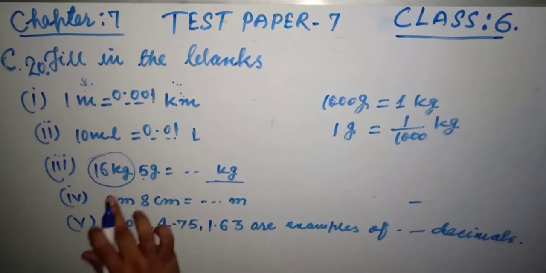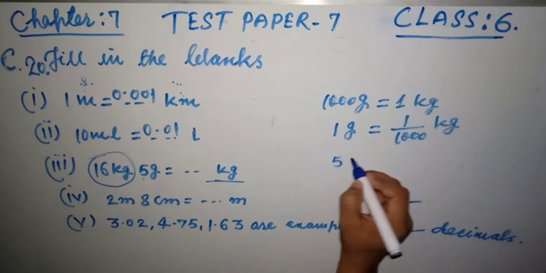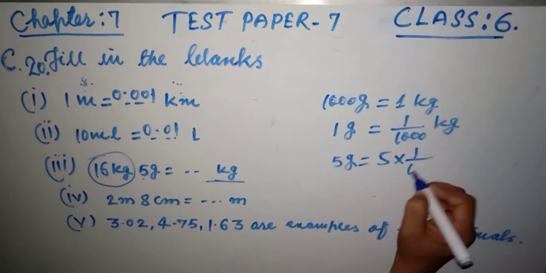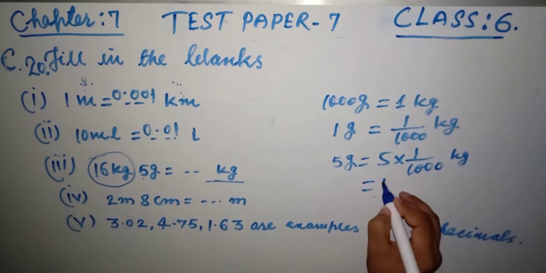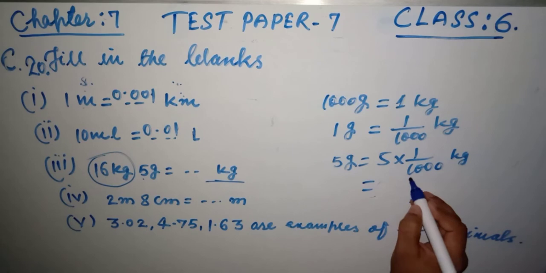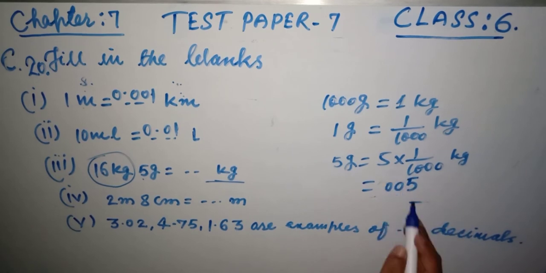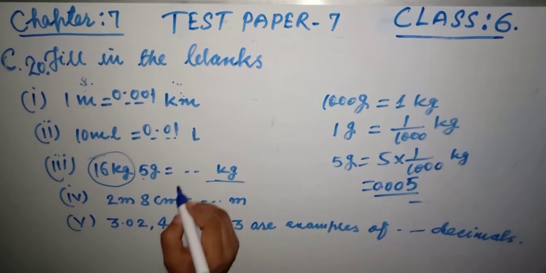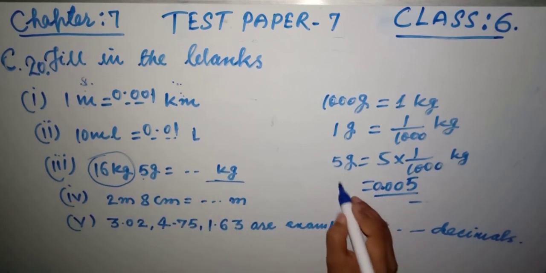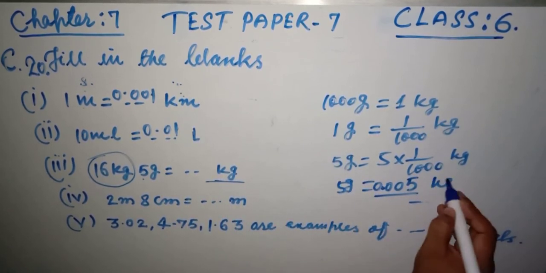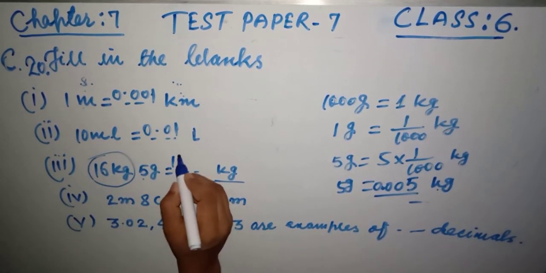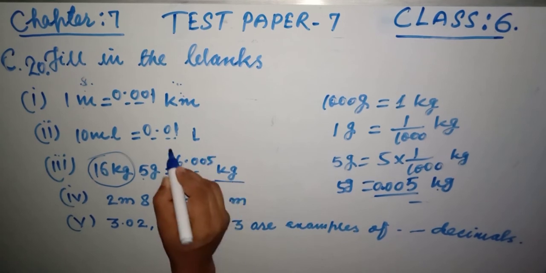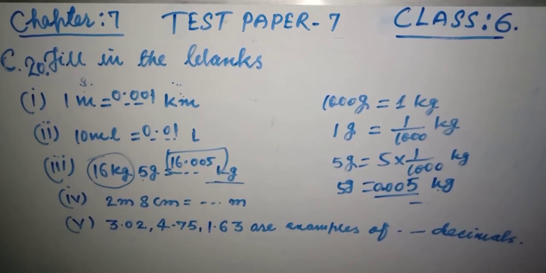Okay, now here is the 5 gram, then we multiply the 5 gram, means 5 multiplied by 1 by 1000 kg friends. So write the number and see the number of zeros. Here are 3 zeros, means 3 times, 1 2 3, here the decimal, this is your answer. So sorry sir, this is 5 gram. So 5 gram can be written as 0.005 kg. If you add this number to 16, we will get 16.005 friends, remember.